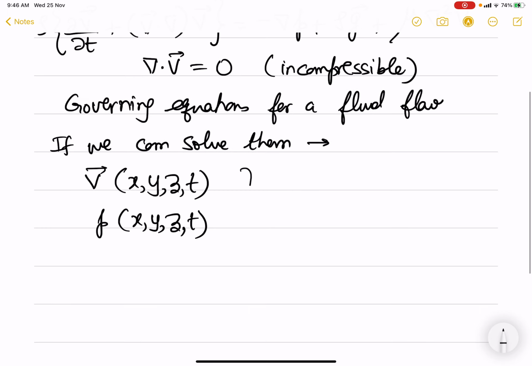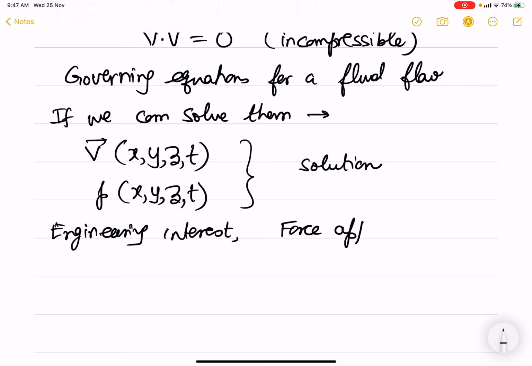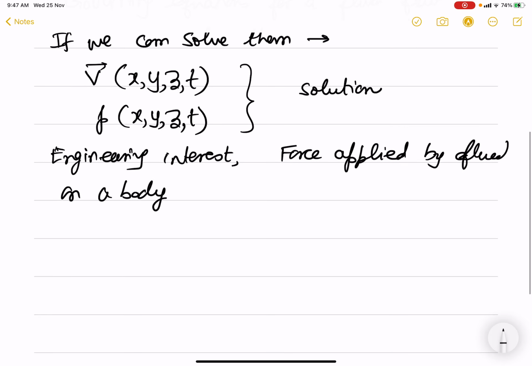So this will be coming from the solution. And once we know these, then in problems of engineering interest, often we like to find the force applied by the fluid on a body. For example, we'd like to know the lift force on an aeroplane, etc.